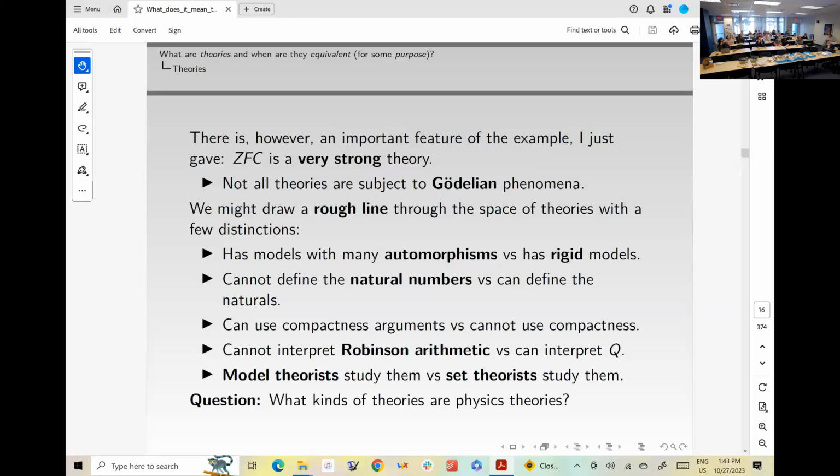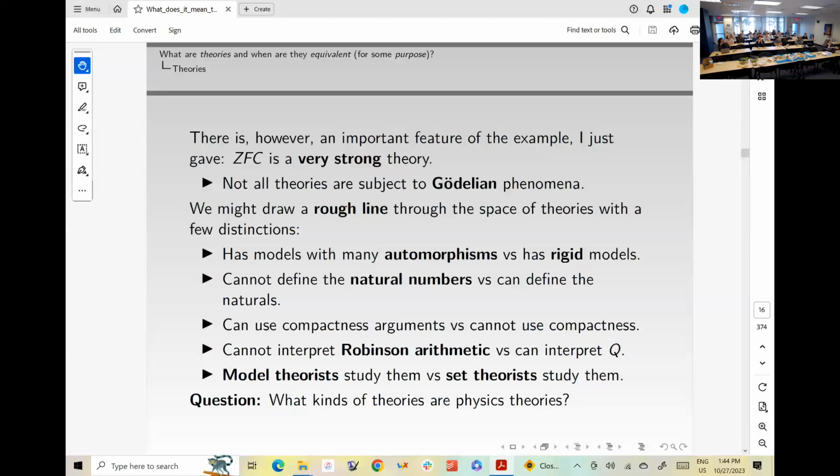Okay, so here's my kind of dumb question. What kinds of theories are physics theories? Now, I don't know the answer to this at all. I feel like you have a lot of automorphisms going around, but you're also using a lot of rigid structure in the form of the reals. So this is just my own naivety. Maybe this is a question for later that people can help me with.